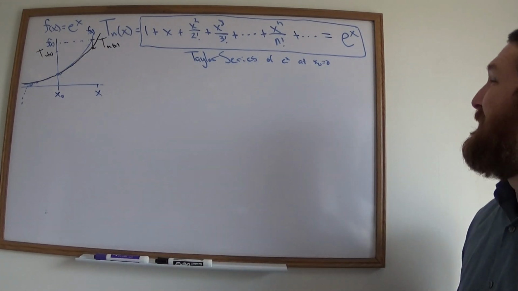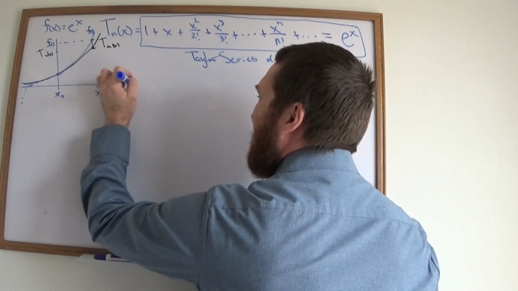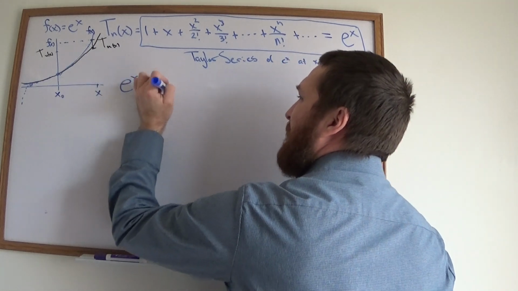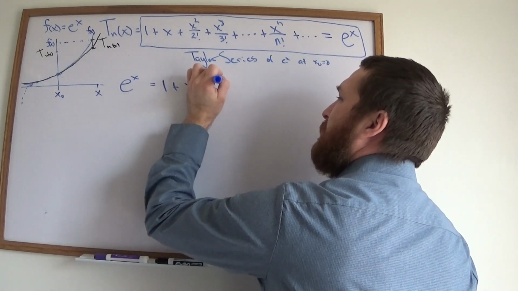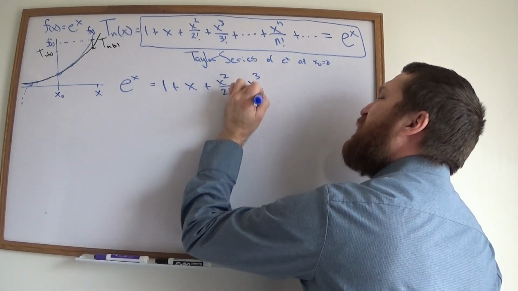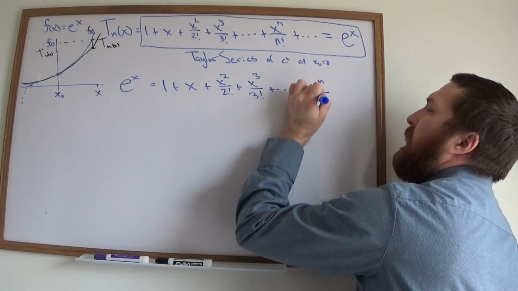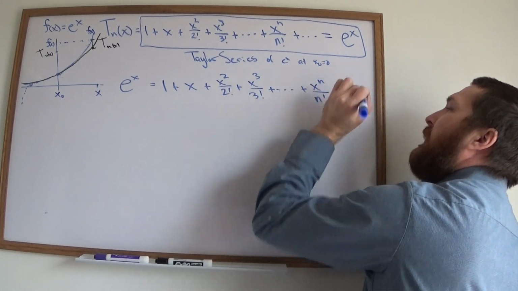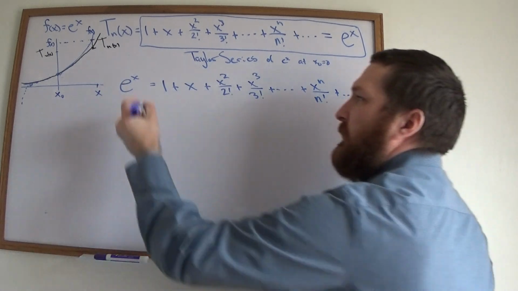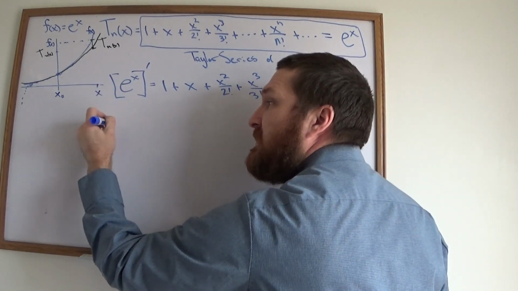Now, let's check it. This is really cool, right? We have e to the x. I claim that's equal to 1 plus x plus x squared over 2 plus x cubed over 3 factorial, all the way up to x to the n over n factorial, and on and on and on forever. Let's take the derivative. Take the derivative of this side, and what do you get? e to the x. It's still e to the x.